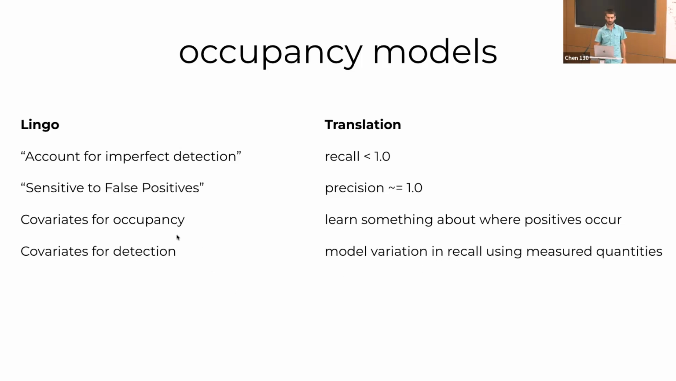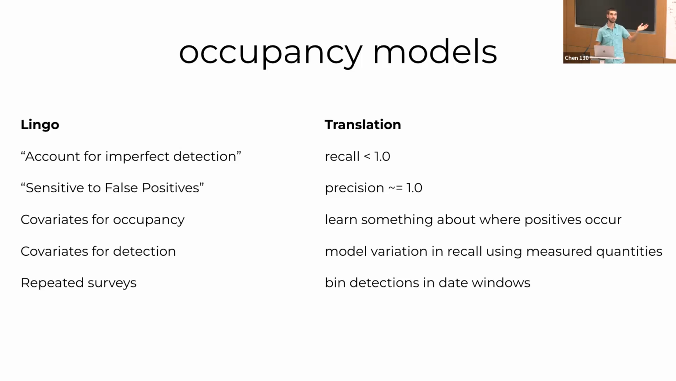And in addition to covariates for occupancy, you can also measure covariates for detection. So that's how do we measure how likely it is that we missed something even though it was there, right? So maybe your detection of your fish is worse when the water is cloudy, right? And so you can actually use the information that the water was cloudy to predict the fact that you might have missed something that was there. So those are called covariates for detection.